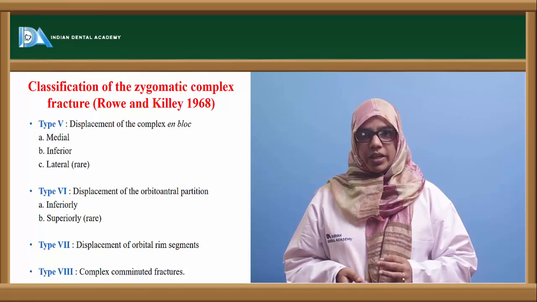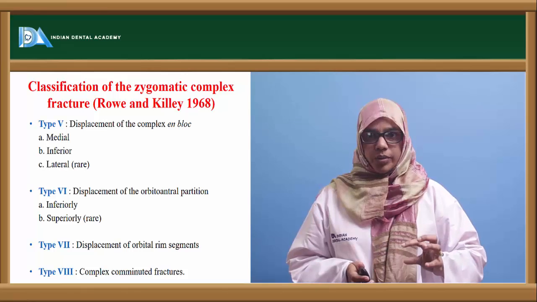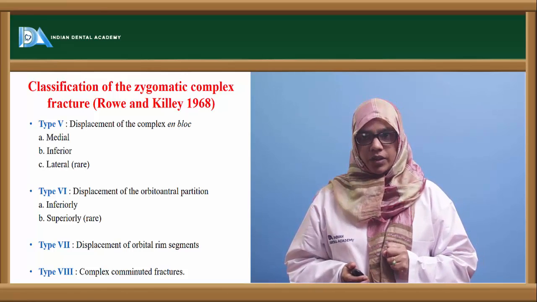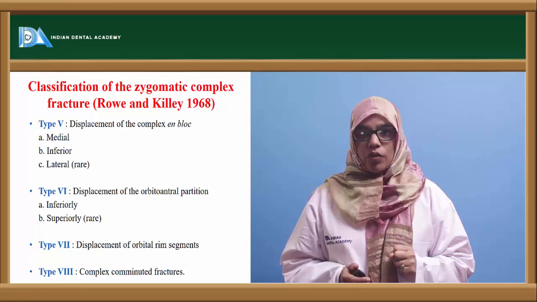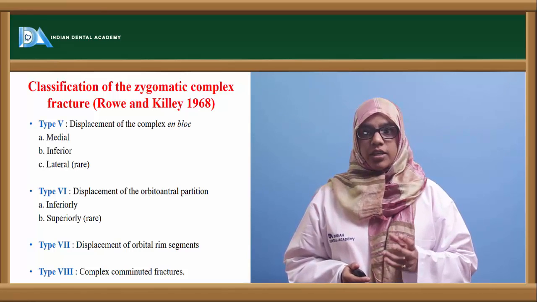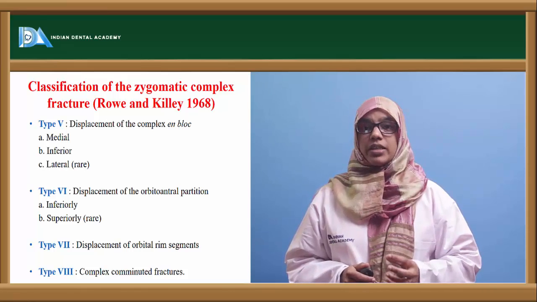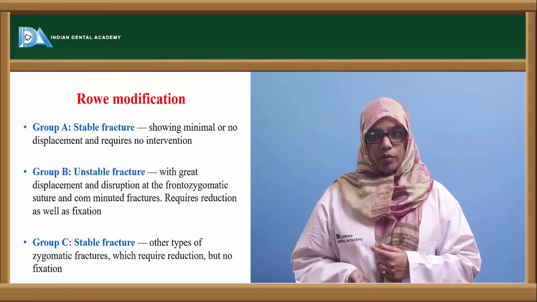Type 5 is displacement of the entire complex. The entire zygomatic complex moves medially, laterally or inferiorly. Type 6 is displacement of the orbitoantral portion either inferiorly or superiorly. Type 7 is displacement of the orbital rim segment, and type 8 is complex comminuted fracture of the zygomatic bone.